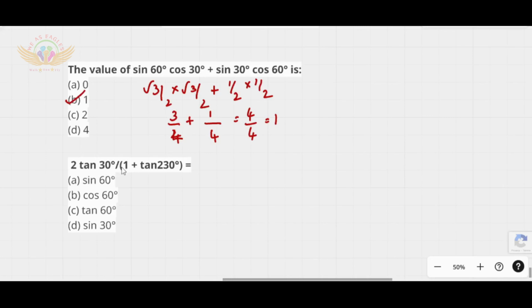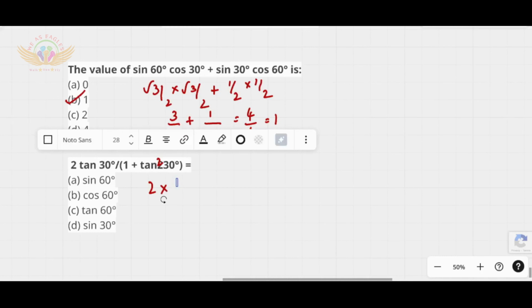2 tan 30 degrees divided by 1 plus tan square 30 degrees. Sorry, this is not tan 230, this is tan square 30. So what is tan 30 degrees? If you don't know, remember sin 30 is 1 by 2 and cos 30 is root 3 by 2. 1 by 2 divided by root 3 by 2, the 2s cancel, so it will be 1 by root 3. If you don't remember tan, just remember the sine, go with the cos, divide and get your number. So tan 30 is 1 by root 3.